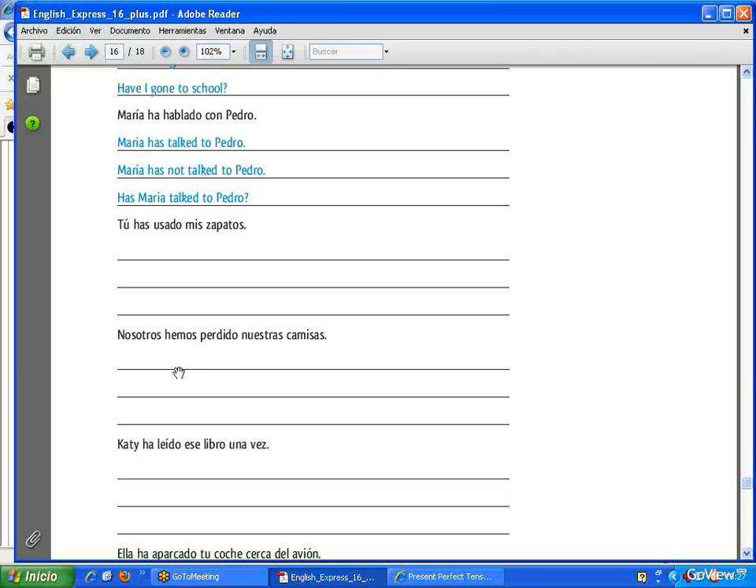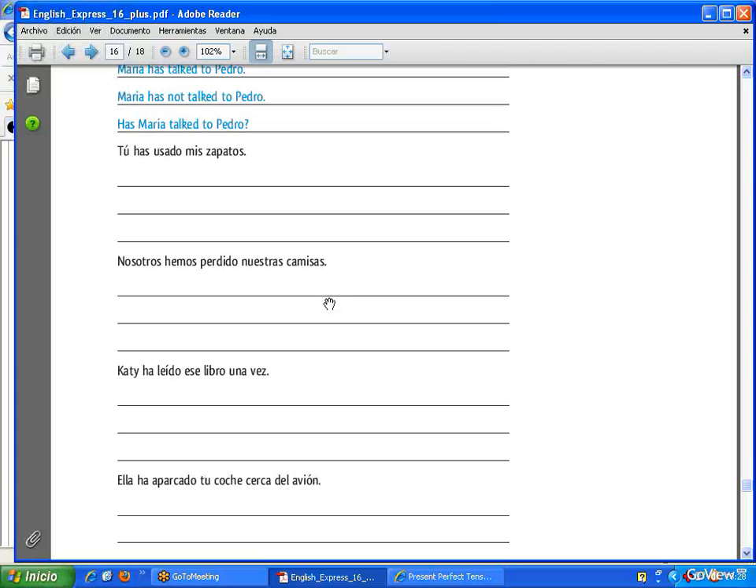Okay, Katie has read this book. No, lo siento, that book. Katie has read that book once. Una vez, once, okay? Katie hasn't read that book once. Has Katie read that book once? Okay, etc. Lots and lots of exercises for you to do.